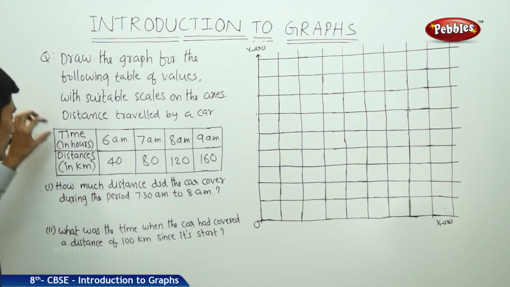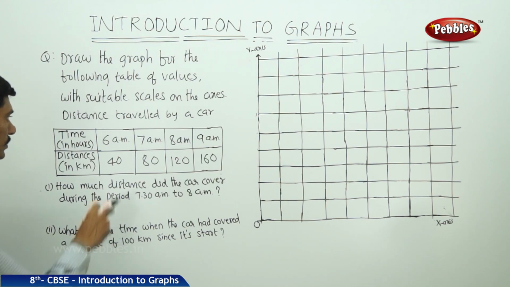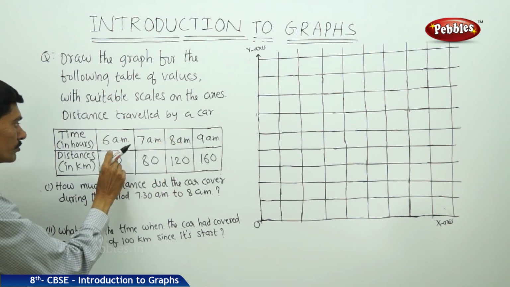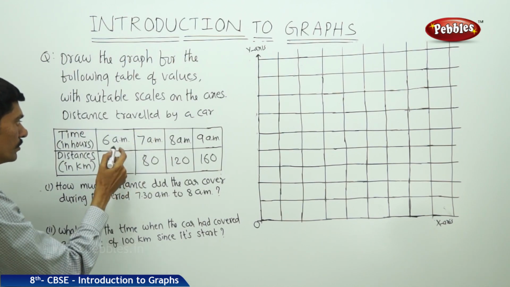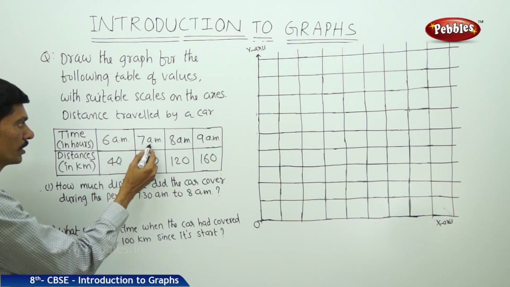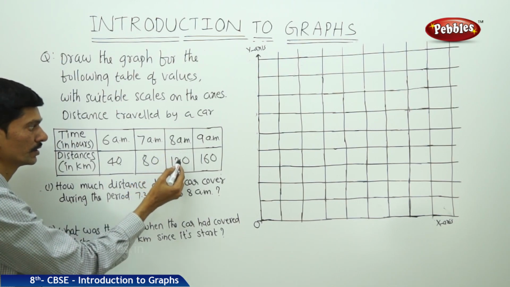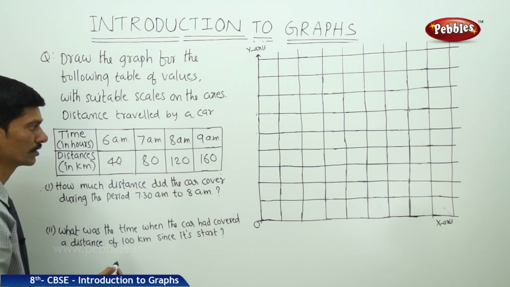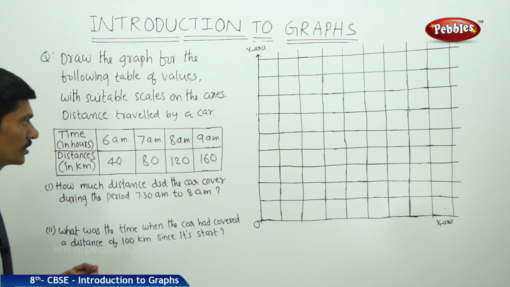Let us see the next question. Time in hours and distances in kilometers. Here 6 am to 7 am, 7 am to 8 am, then 8 am to 9 am. The distance travelled by a car is given. At 6 am it has covered a distance of 40 kilometers, at 7 am 80 kilometers, at 8 am 120 kilometers, and at 9 am 160 kilometers. Now let us show the relation between these two quantities as a graph.